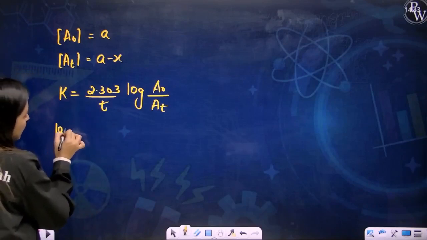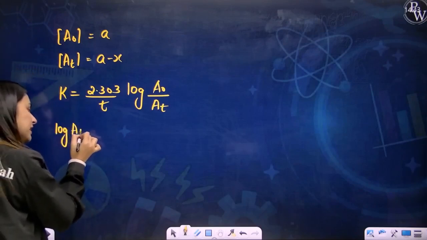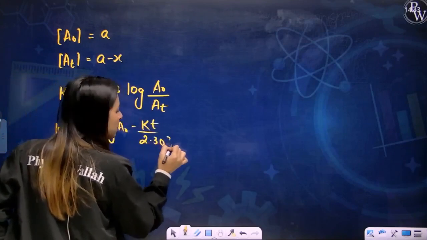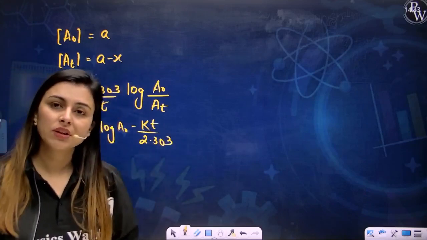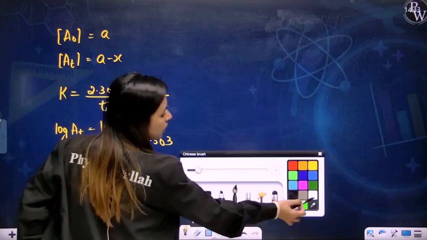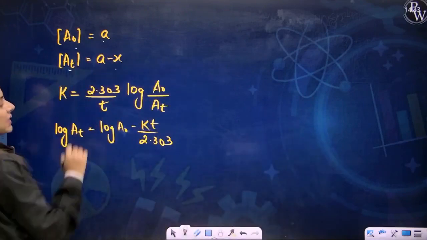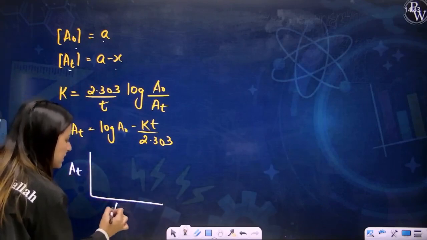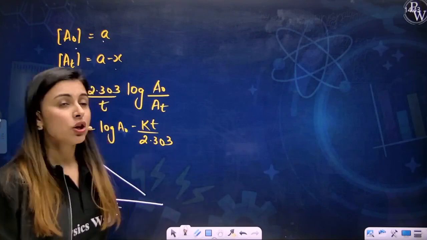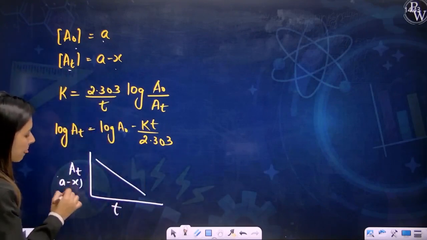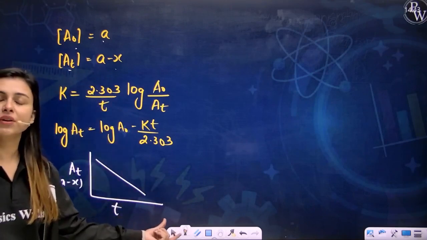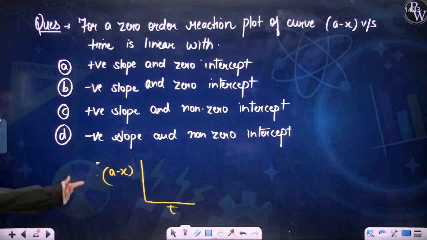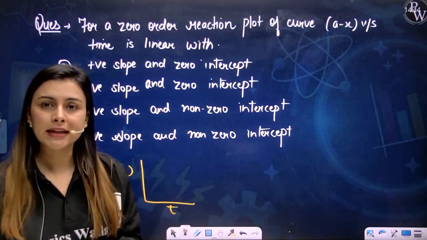I also made you understand that the graph is between log of AT is equal to log of A naught minus KT upon 2.303. Do you remember this, my dear students? Yes. We know that A naught is A and AT is A minus X. So if you are drawing a plot between log AT versus T and it is a straight line with a negative slope, you know that AT is equal to A minus X. So A minus X versus T will also be a straight line with a negative slope graph, right? Yes, perfect. So this is something that was asked to you. You were asked A minus X, you actually were asked AT.